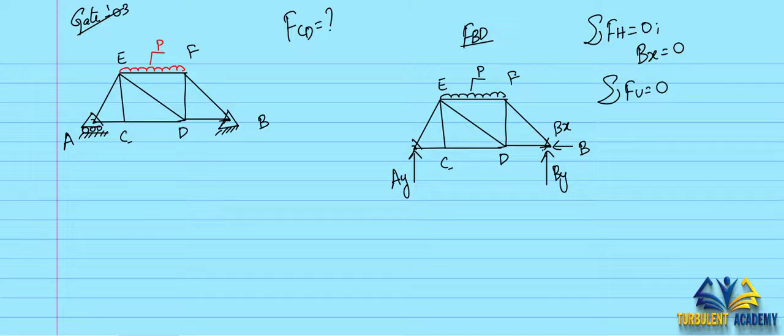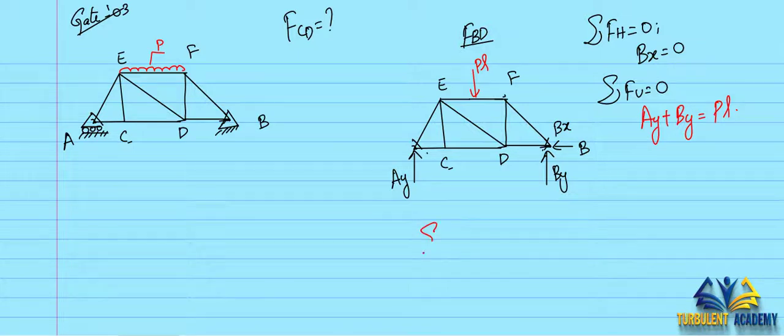One more important thing I forgot to do here. We have a UDL over here, which is load P per unit length. All these straight lines are length L. So I'll take off this UDL and replace it by a point load at the center, which is PL. Okay, so the load PL acts at the center. Now I can write Ay plus By is equal to PL.